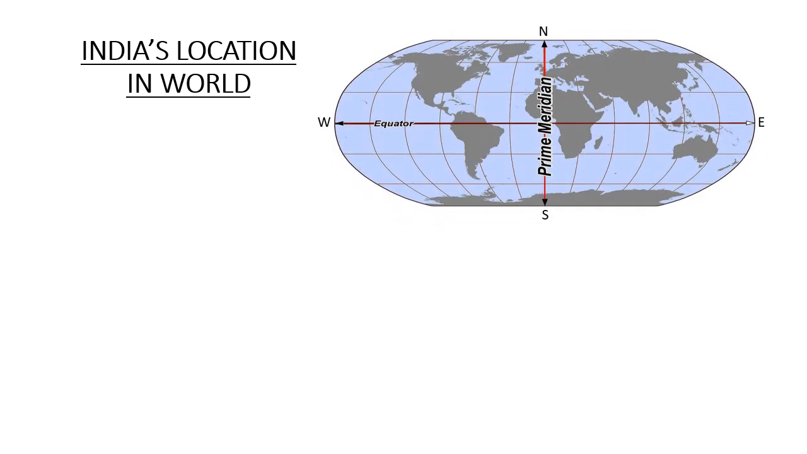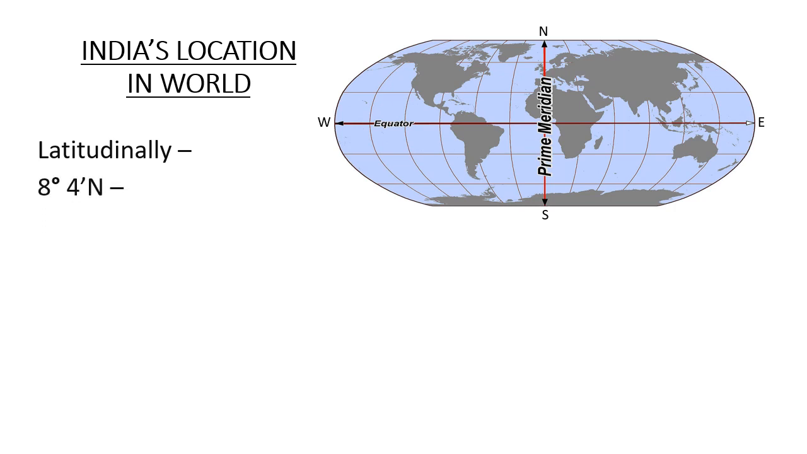Now we all know what latitudes and longitudes are and how they are marked with degrees and letters N, S, E and W. So we will see how to locate our country India in the world with the help of these latitudes and longitudes. Here, where is India? We don't know. But we know the latitudinal and longitudinal extension of India in degrees.